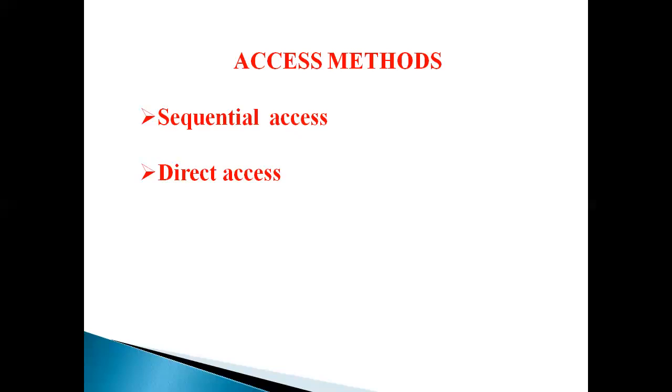Next one is direct access. Direct access is based on the disk model of a file. For example, a file consists of 10 blocks and I want to access block number 10. I don't go by sequential access; I directly jump to block number 10. Afterwards, if I want to access block number 5, I jump to block number 5. No need to go sequentially. That is called direct access. It means there is no restriction on the order of reading or writing.